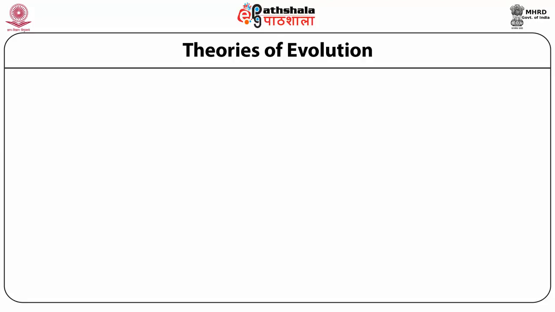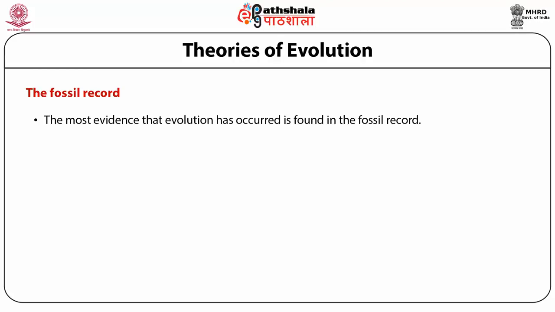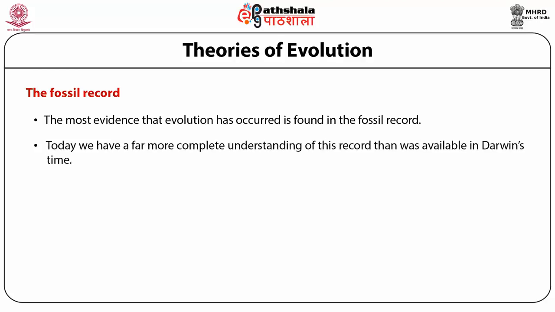We have evidences of evolution from fossil records. The most evidences that occurred in fossils support evolution. So fossil records are good evidences of evolution. Today, we have a far more complete understanding of this record than was available at the time of Darwin. Fossils are preserved remains of once living organisms.